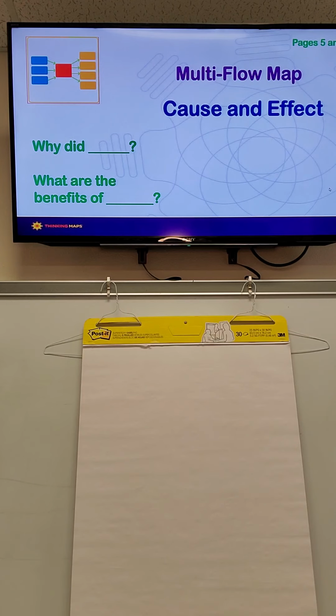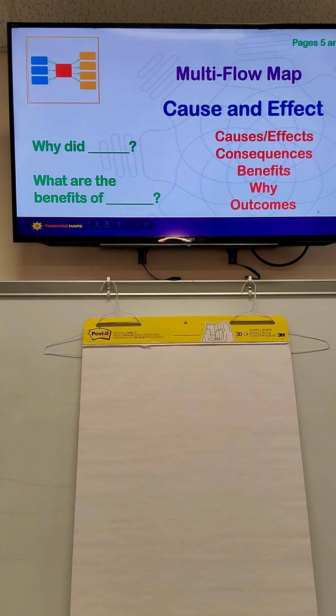Why did blah, blah, blah? So if you're asking why, or you're asking what are the benefits of, how did it help? Those are things you could use a multi-flow map for. Another thing to look at are words like causes and effects, consequences, benefits, why, outcomes. So let's practice with that multi-flow map.